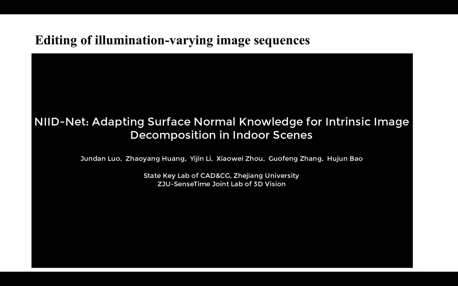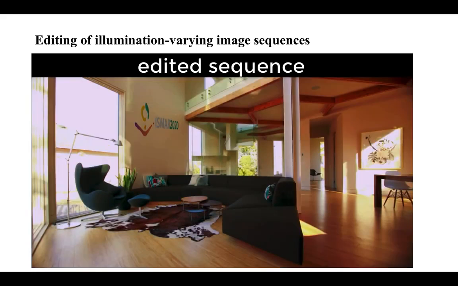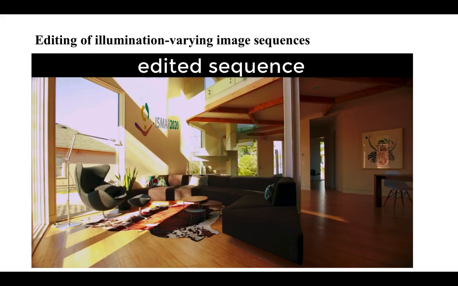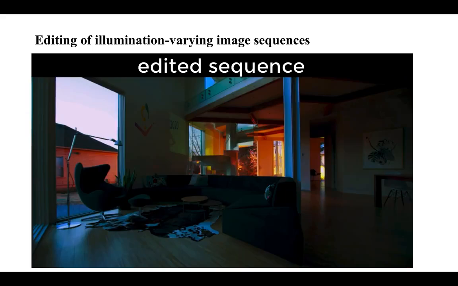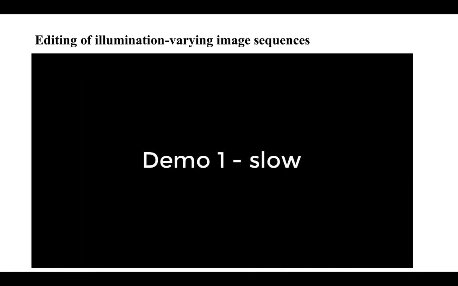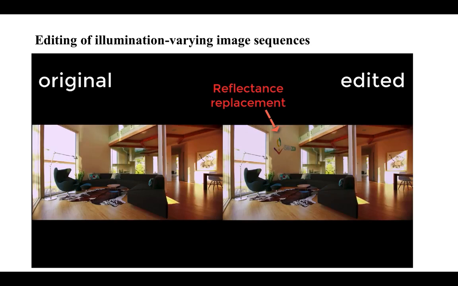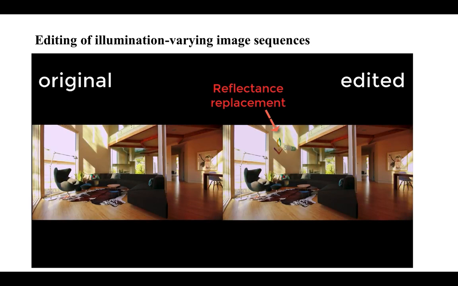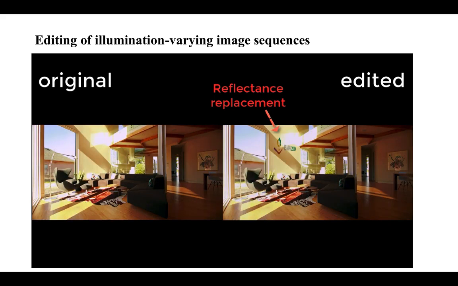We show that if we use shading learned by our network, we can also conduct editing of illumination-varying image sequences. We show two of them here. Each sequence will be displayed twice, once at a faster speed and another time at a slower speed. The left image is the original image, and the right image is edited with estimated shading.